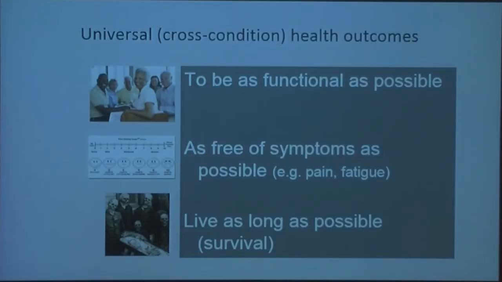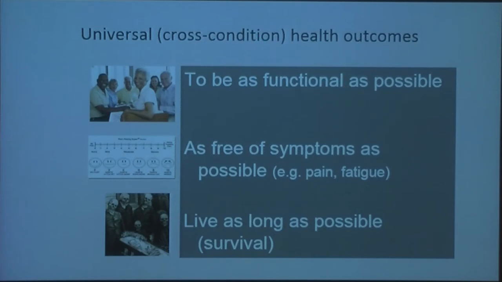And one of the ways we've come up with this is what we call universal health outcomes, by which we mean they're cross-disease specific, and they're outcomes that matter to everyone. And these are three categories. Obviously, there are others, but older adults want to be as functional as possible.